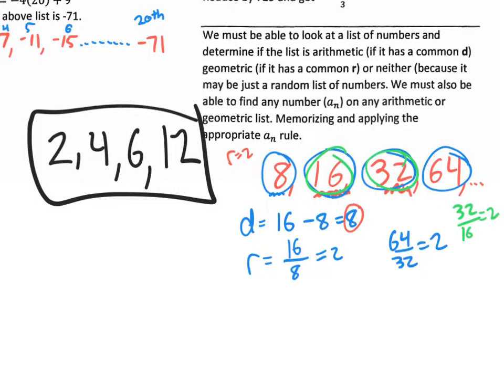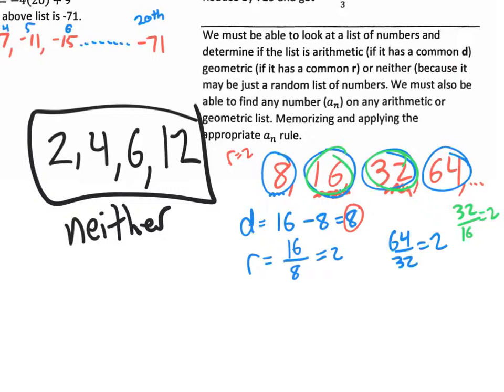Could it be arithmetic? Does it have a common difference? The difference is 2, right? 4 take away 2 is 2. 6 take away 4 is 2. But 12 take away 6 is not 2, that's 6. So it does not have a common difference. So right here you would say neither. It's just some random list of numbers. Now, whenever you do have an arithmetic or a geometric, you're supposed to be able to find any number on the list because you're able to use the formulas.